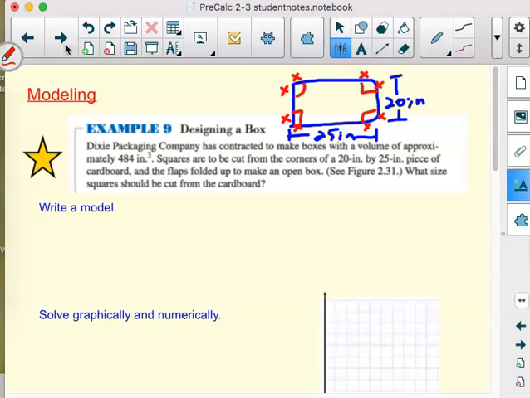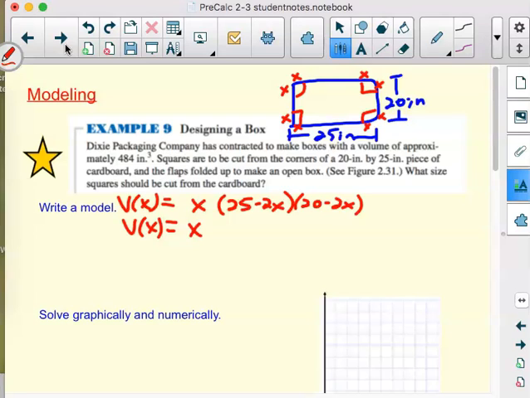Well, we're worried about volume. And they want that volume to be using the 20 and 25-inch piece, but we remember we're going to have to cut an x off of each end of that. So it's going to be 25 minus 2x and 20 minus 2x. And when we fold it up, x actually becomes the height. And then, yes, we want to expand this out. We want to see what it looks like.